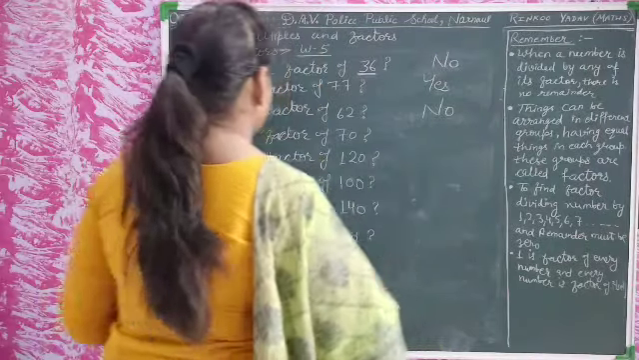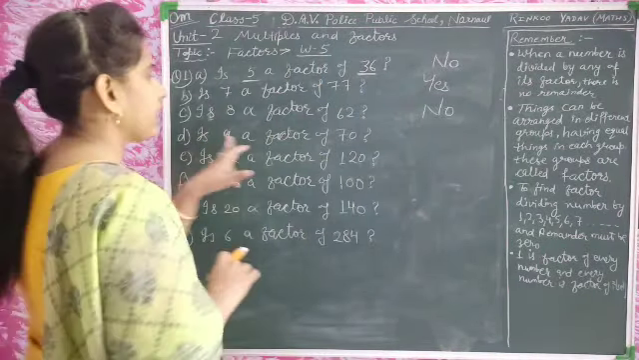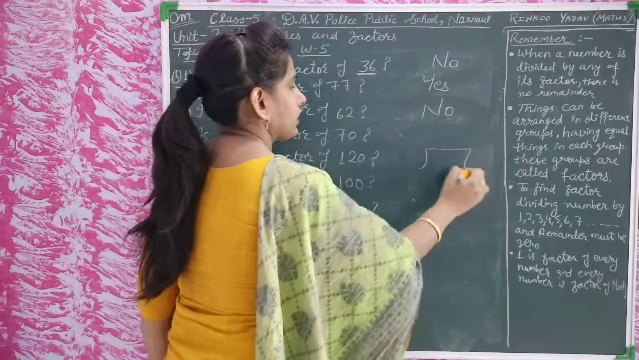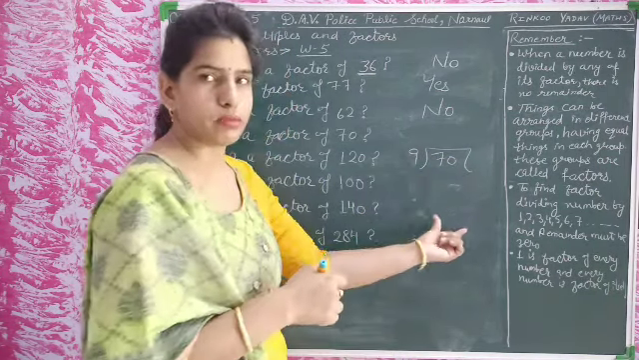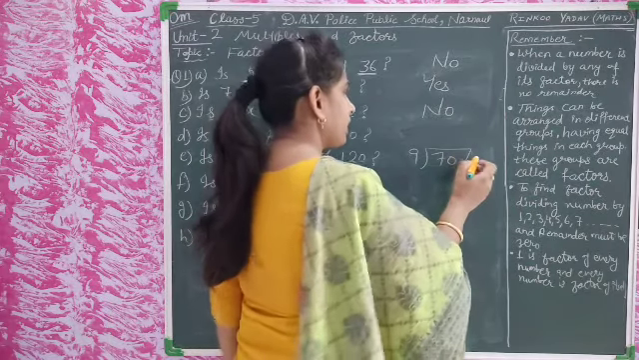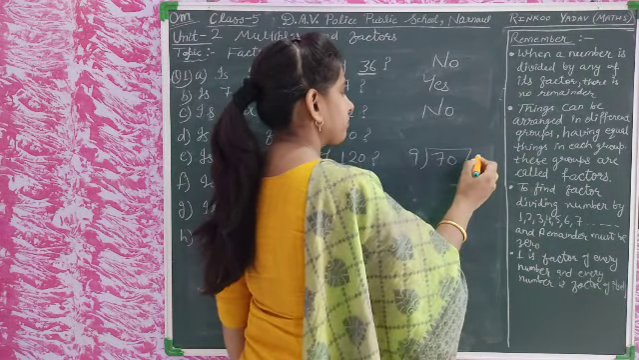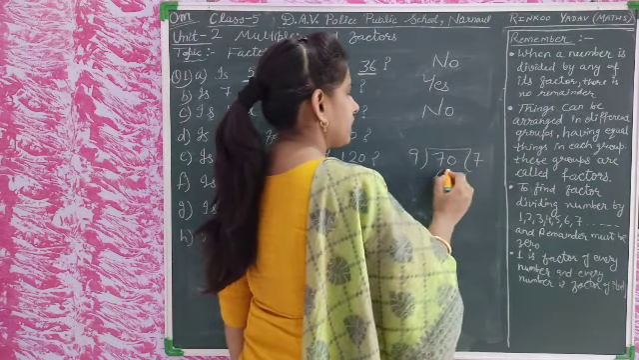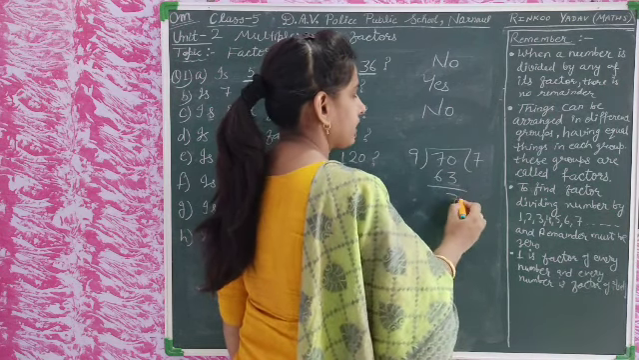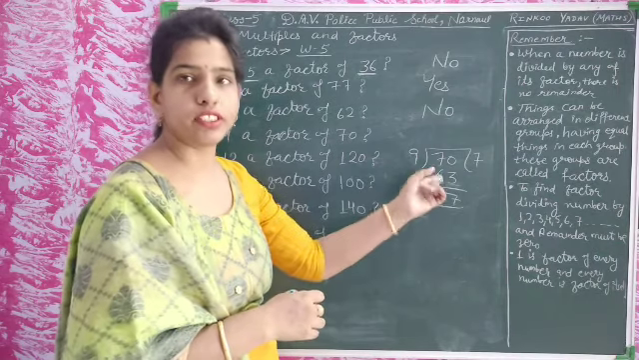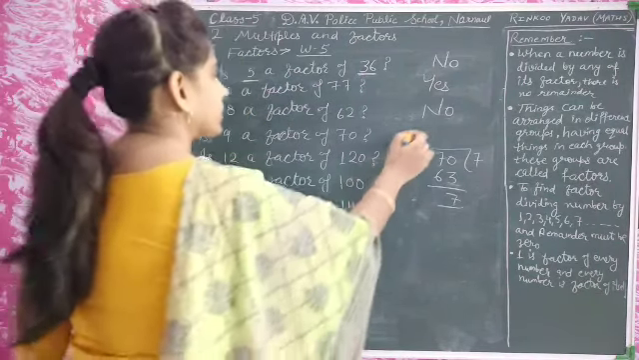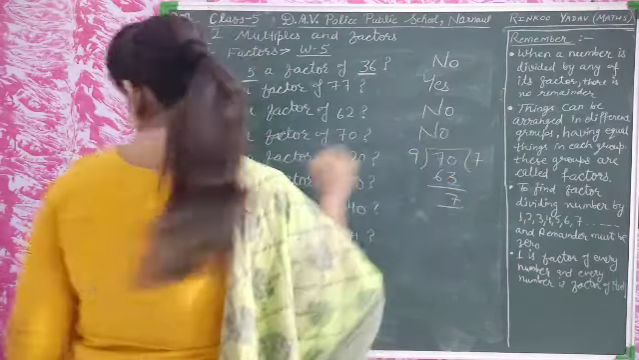Now we will check here. The next one is: is 9 a factor of 70? If 9 is a factor of 70, then there must be the remainder 0. Is it possible here? Let's check. 9 sevens are 63. There is the remainder 7. If the remainder is not 0, it means not a factor. No. This answer is also no here.